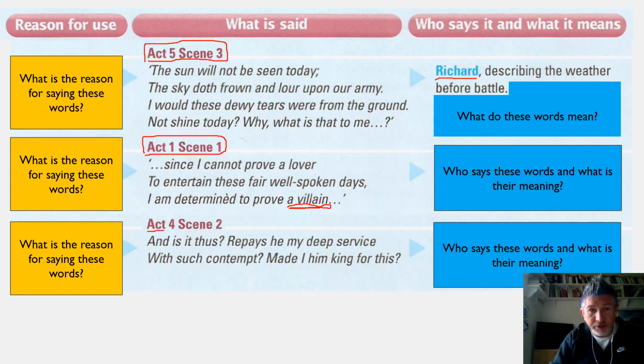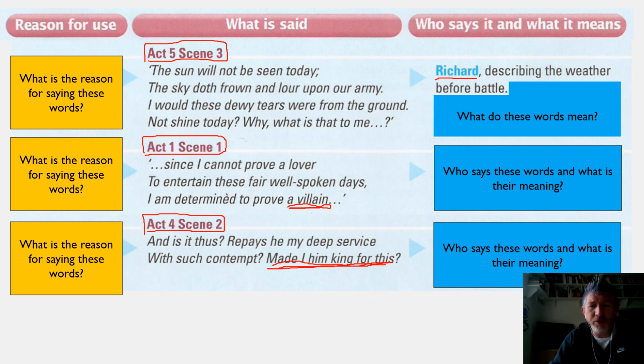And finally, your last part of today's lesson is Act 4, Scene 2. Again, this is in the film, so hopefully you'll recognise who says this. "And is it thus? Repays he my deep service with such contempt? Made I him king for this?" I suppose that's the big clue. Who is that person who made him king for this? So who says these words and what do they mean? Finally, what is the reason? What's going on in the character's mind? What are the emotions? What's the motive behind these words?